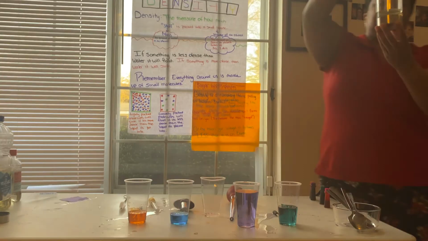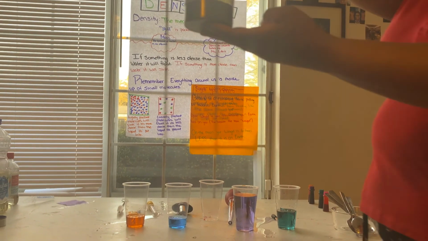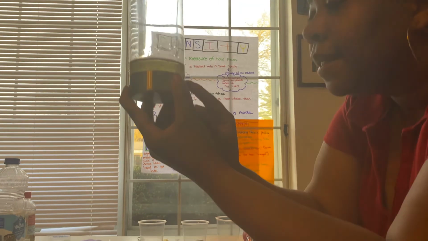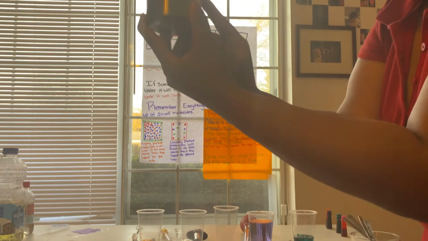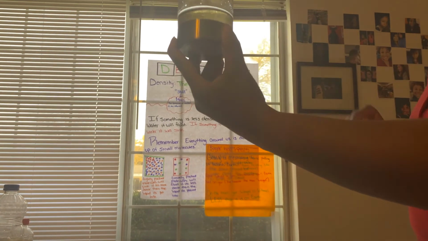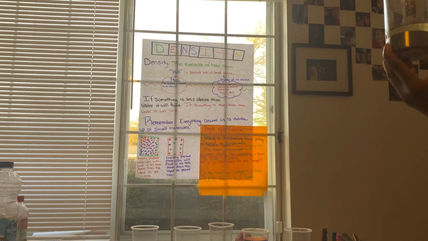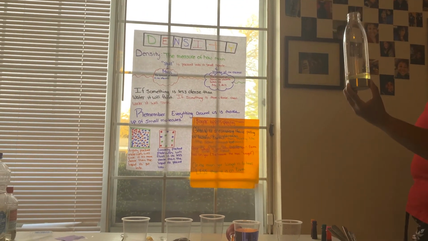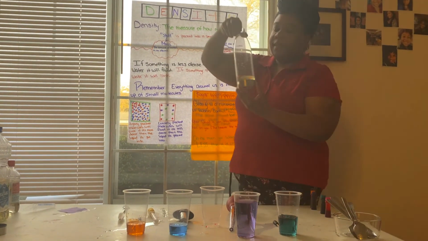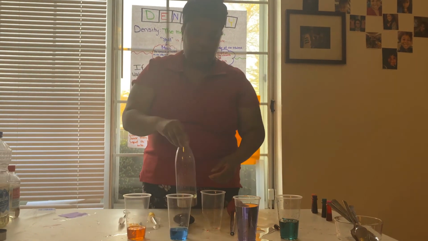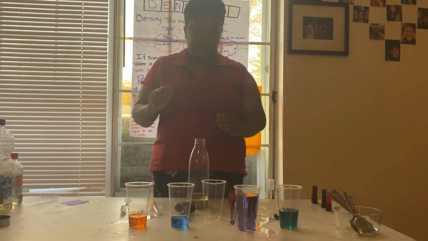Let's check it. As you can see, the water is at the bottom and the oil is at the top. So water and oil, they actually don't mix. And that means that the oil is less dense than the water, because it floats. Let's check the Karo syrup.